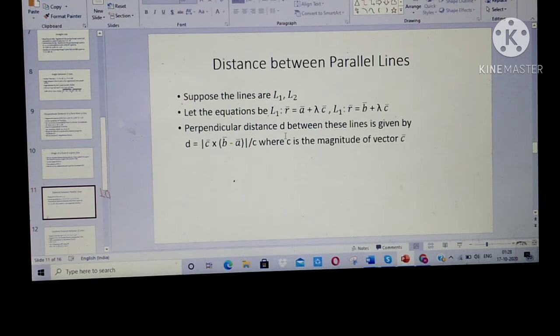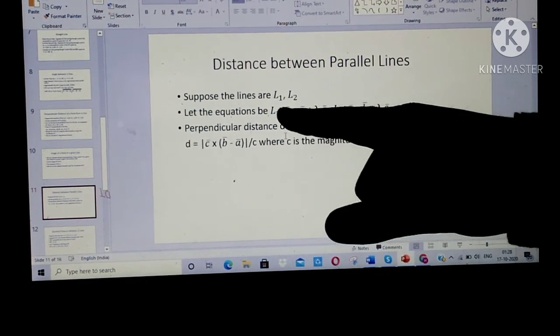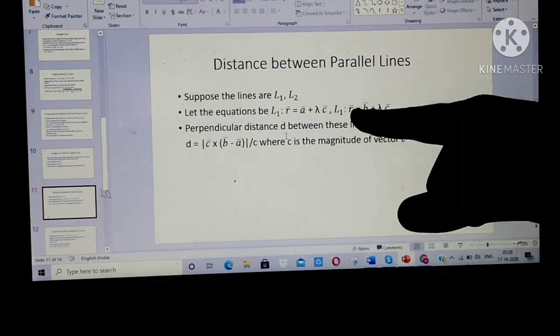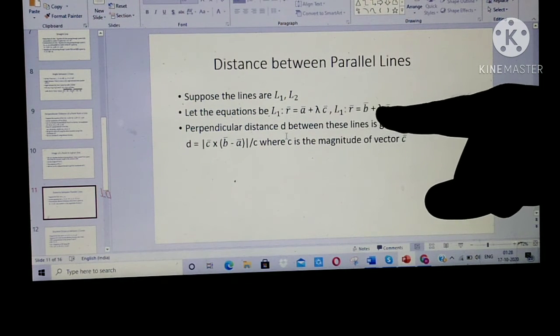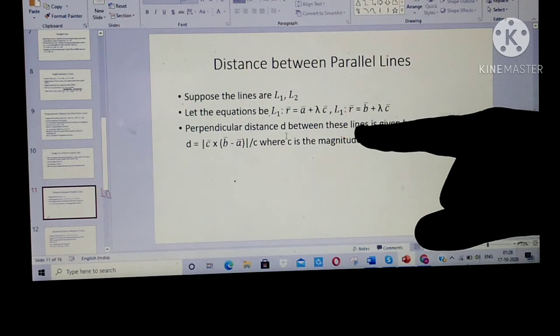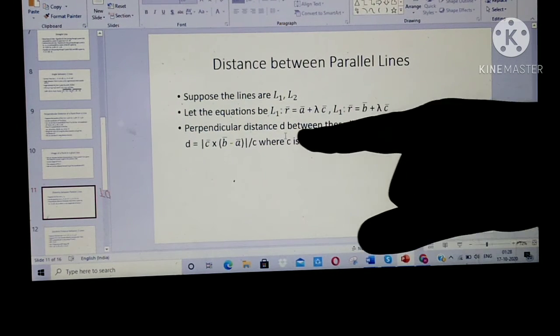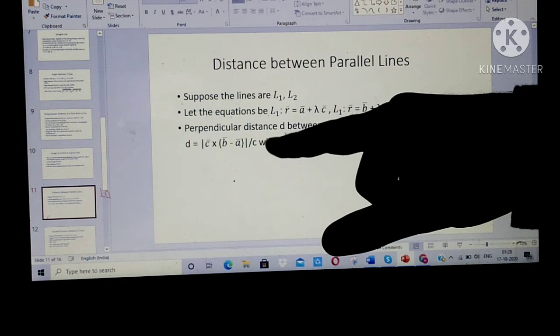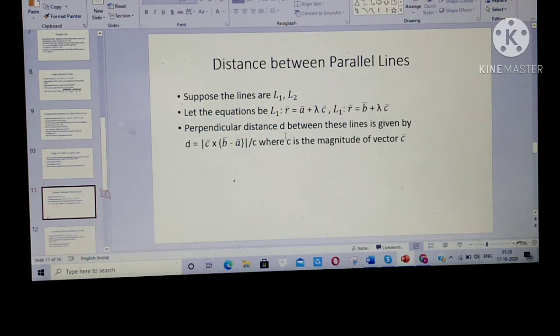Next is distance between parallel lines. So if two lines are given which are parallel to each other, we need to find the distance between them. I take the first equation as r vector equal to a vector plus lambda c vector, and the second equation as r vector equal to b vector plus lambda c vector. So perpendicular distance between these lines we can calculate by this formula: mod of c cross b vector minus a vector, divided by c, where c is the magnitude of vector c.